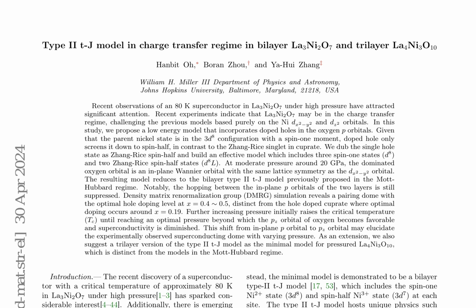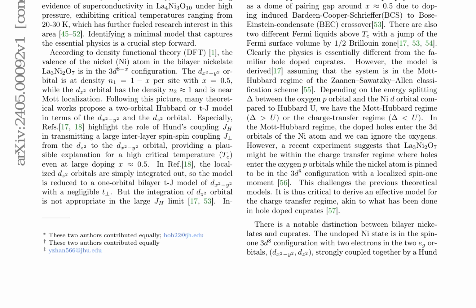Density matrix renormalization group, DMRG, simulation reveals a pairing dome with the optimal hole doping level at x equals 0.4 to 0.5, distinct from the hole-doped cuprate where optimal doping occurs around x equals 0.19. Further increasing pressure initially raises the critical temperature, Tc, until reaching an optimal pressure beyond which the pz orbital of oxygen becomes favorable and superconductivity is diminished. This shift from in-plane p orbital to pz orbital may elucidate the experimentally observed superconducting dome with varying pressure.